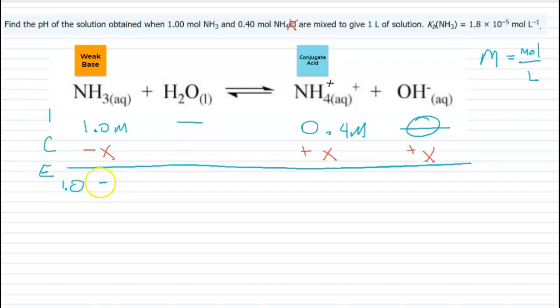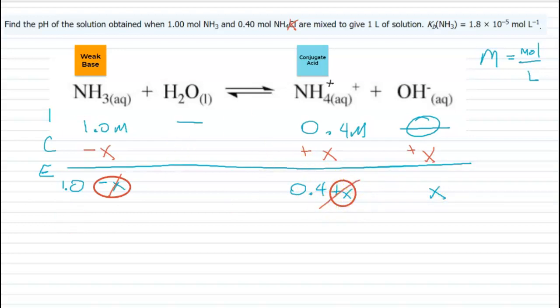So when I reach equilibrium, I have 1.0 minus x, I have 0.4 plus x, and then I have x amount of hydroxide. As we did before, we know that the x is negligible. And so I ignore the x's that are being added and subtracted.